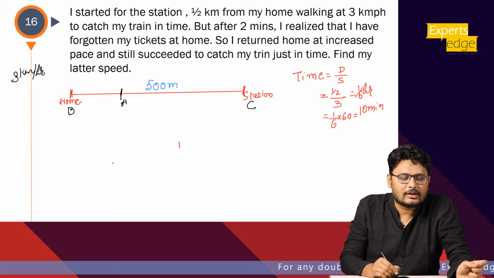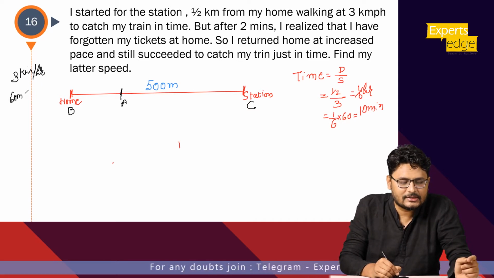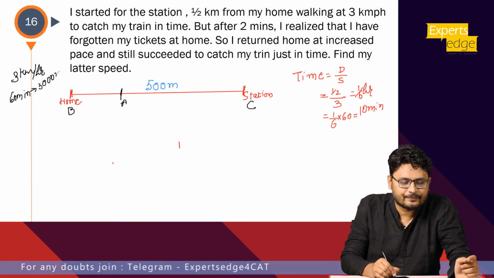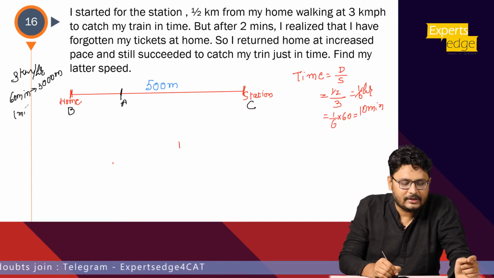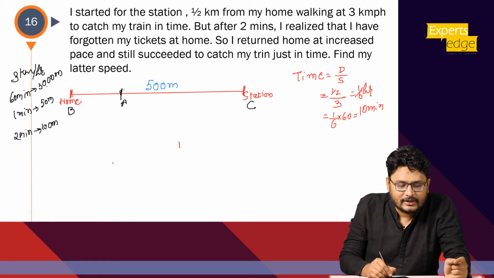3 kilometer per hour, that means he travels in 1 hour 3 kilometer. That means in 60 minutes he travels 3000 meter, right? That means in 1 minute he travels, just divide, that is 50 meters. So in 2 minutes how much ahead would he have gone? 100 meters, right? So this point A is 100 meters away from his home.